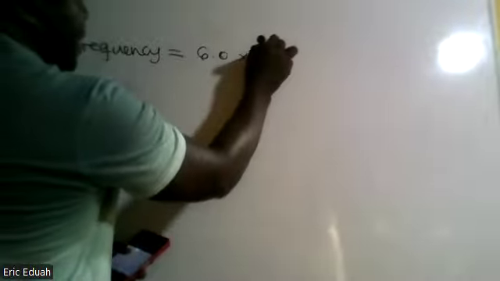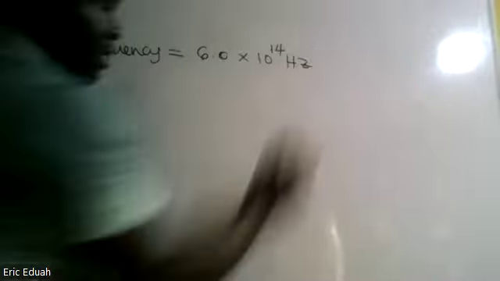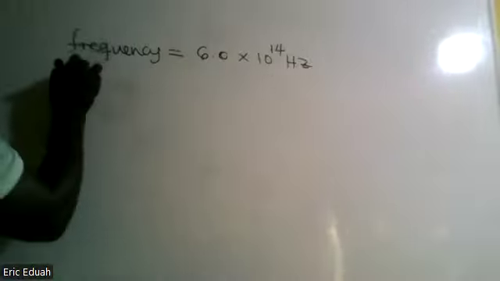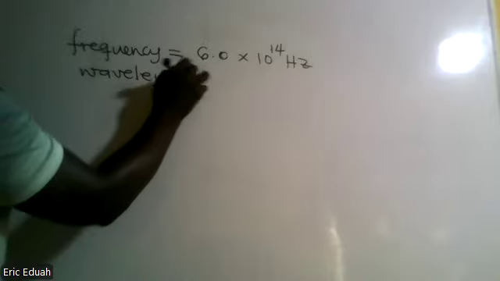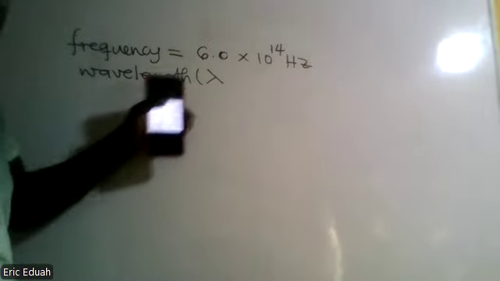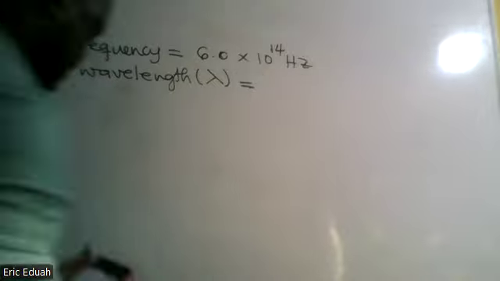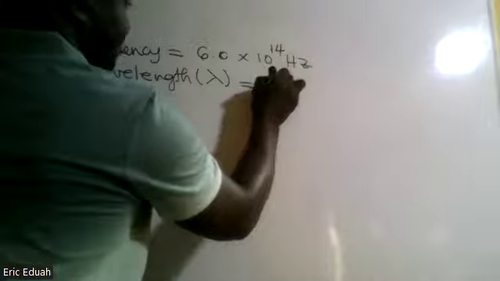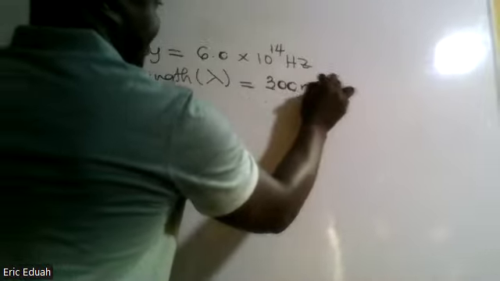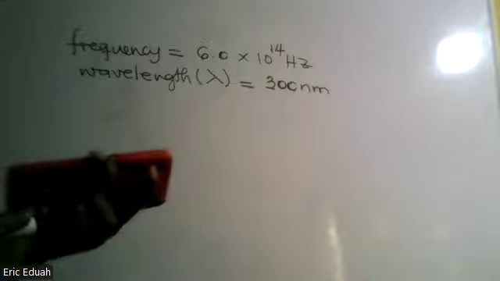6.0 times 10 to the power 14 hertz. Then wavelength, lambda. The wavelength is 300 nanometers. What is the index of refraction of the material?